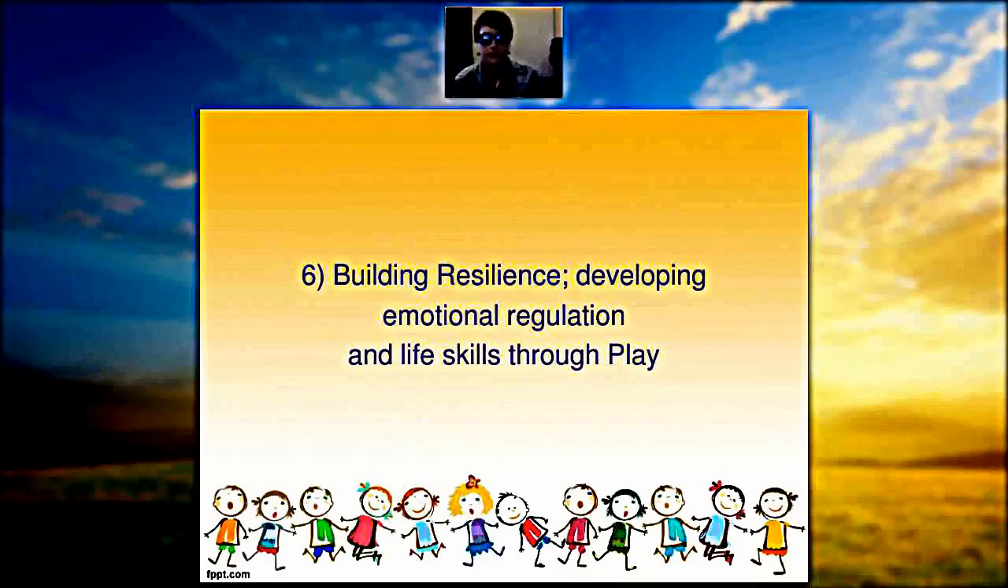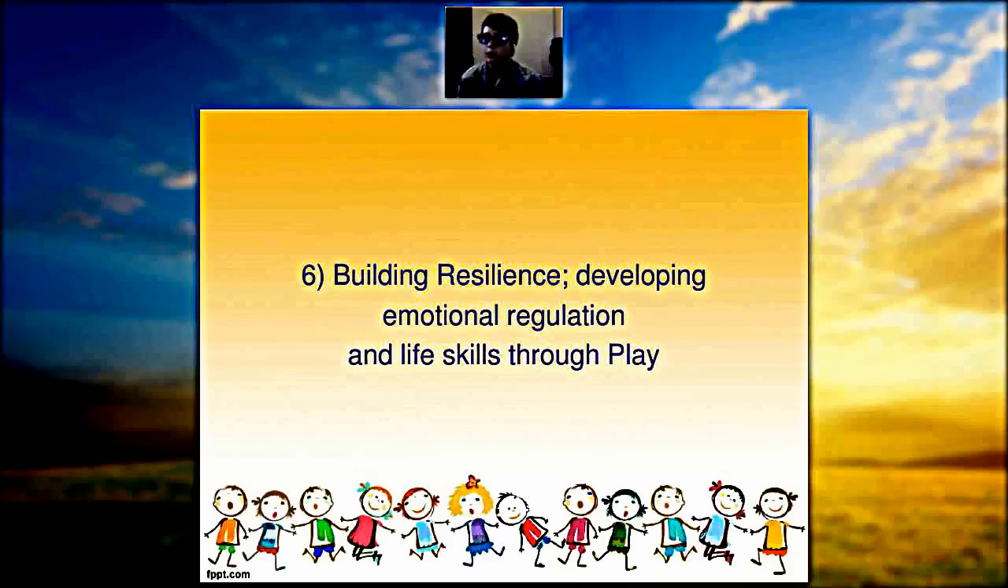Then in the sixth session, we will be looking at the idea of helping the child to build resilience, developing their emotional regulation, and developing life skills through play. As I said already, the skills that children learn through play are skills that are going to be with them through their life, essentially.